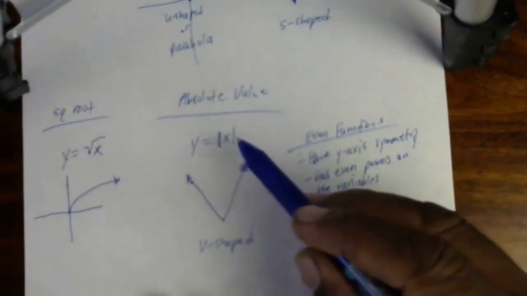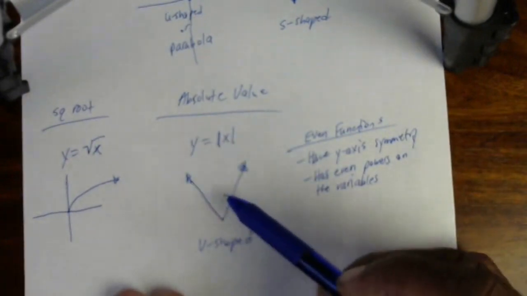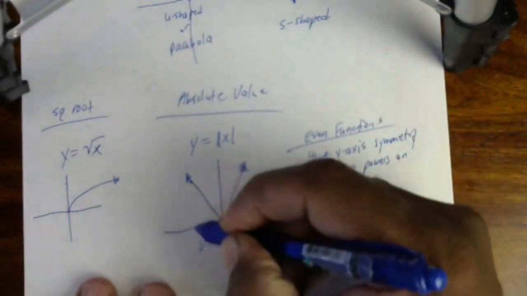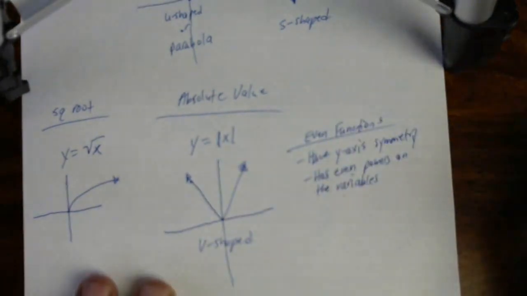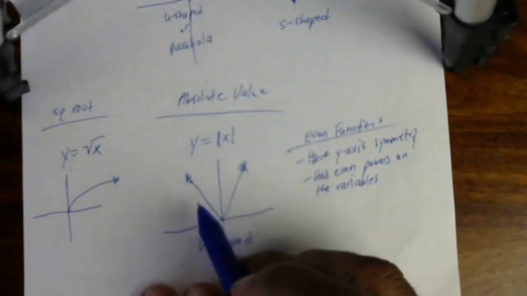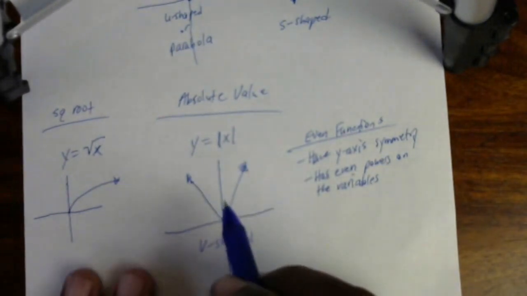And then lastly, for the absolute value, if I look at my graph, if I were to fold this along the y-axis, notice that it would overlap onto itself, so the absolute value is an even function.